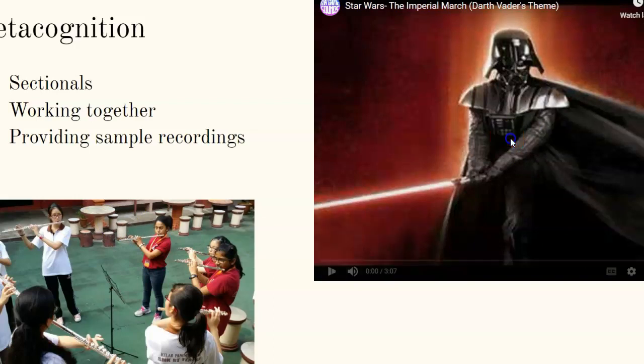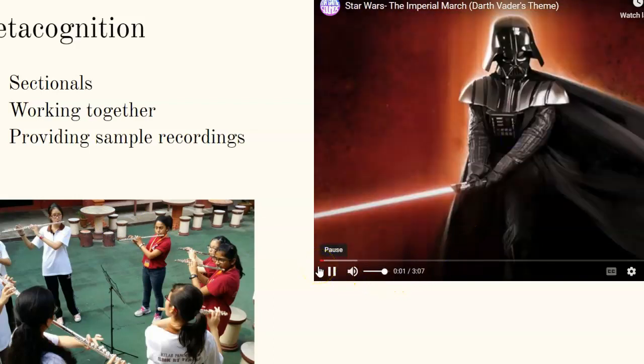So I'm going to show an example of the Imperial March. They can listen to what the other instruments are playing.